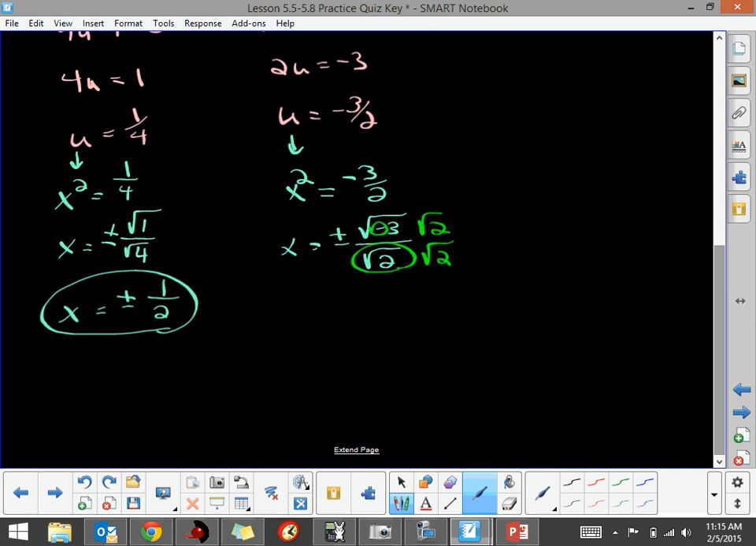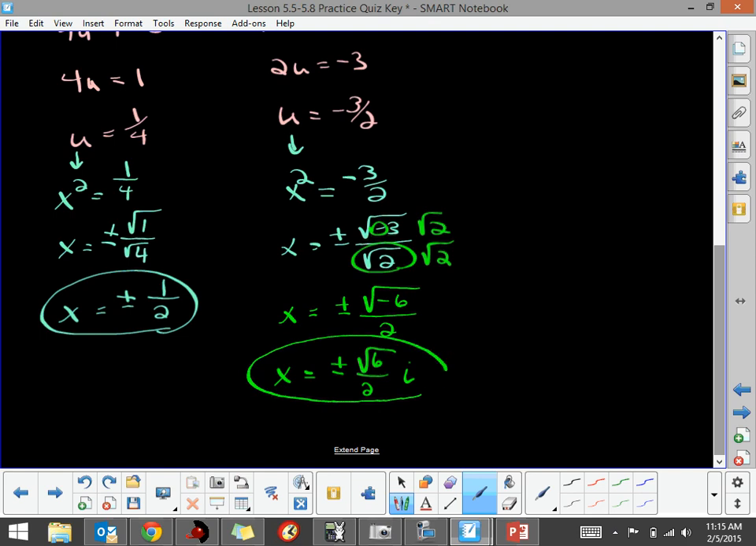Multiply top and bottom by the square root of 2. So that means x is equal to plus or minus the square root of a negative 6 all over 2. And now I can take out that negative, so x is equal to plus or minus the square root of 6 over 2i. There's my other two solutions.